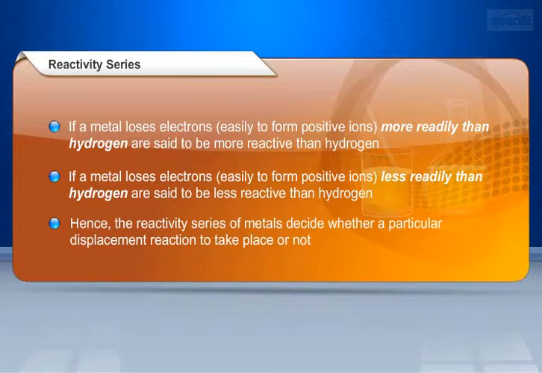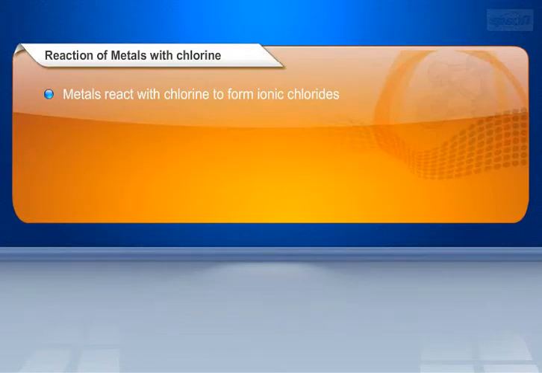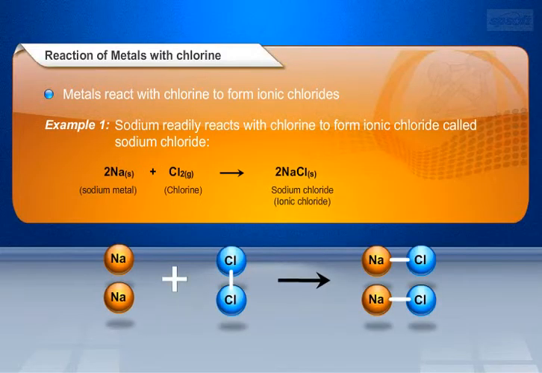Now we will learn about reaction of metals with chlorine. Metals react with chlorine to form ionic chlorides. Let us look into a few examples. When sodium reacts with chlorine to form ionic chloride, it is called sodium chloride. The chemical equation is 2 sodium plus chlorine on reaction gives 2 sodium chloride.